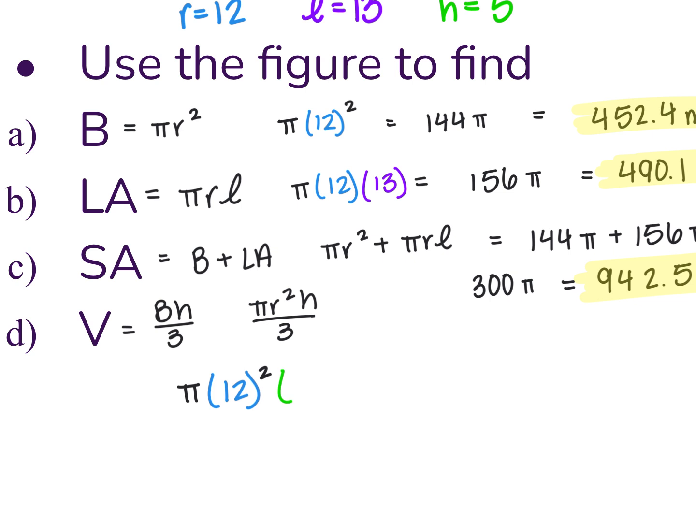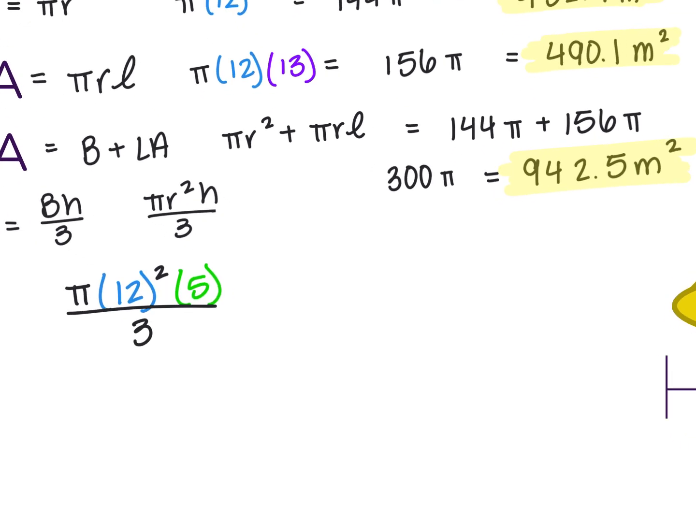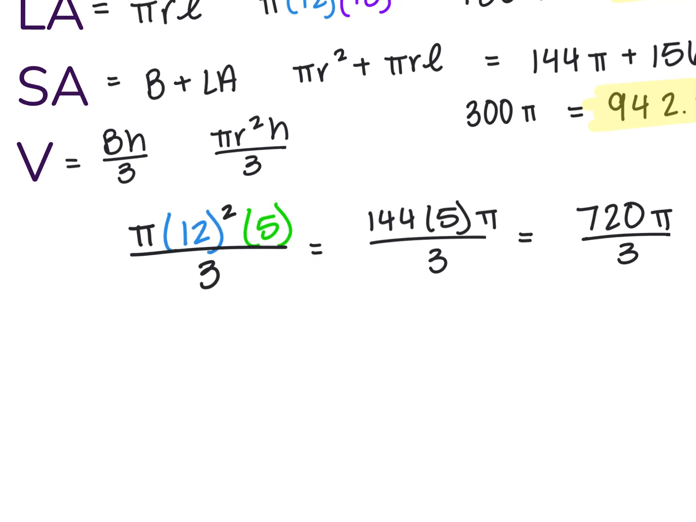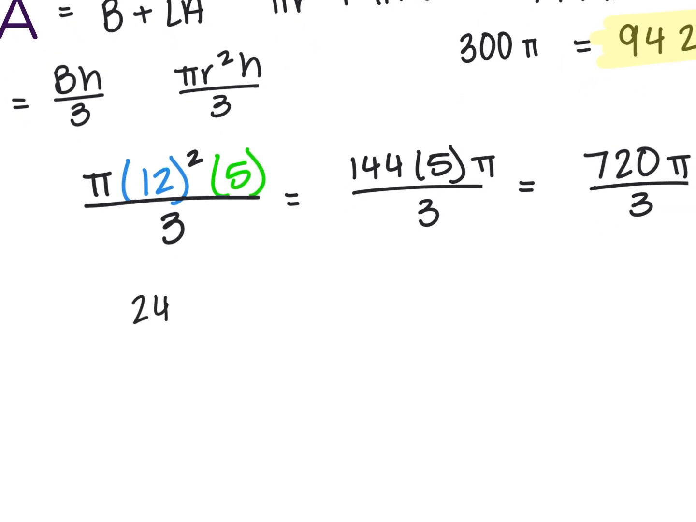Remember, volume is the only one you're using your height. Surface area, you're using your slant height. And that's all divided by 3. Yes, you can just plug this into the calculator, but I'm going to end up getting 144 times 5 times pi over 3. 144 times 5 is 720 pi over 3. I could go ahead and simplify that to 240 pi. And rounding that, plugging it into my calculator, we'll just say it's 754.0 meters cubed. Volume is cubed.